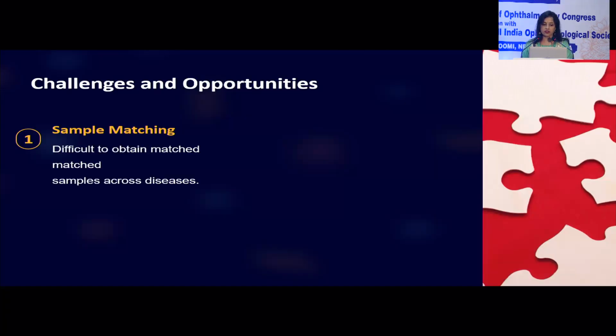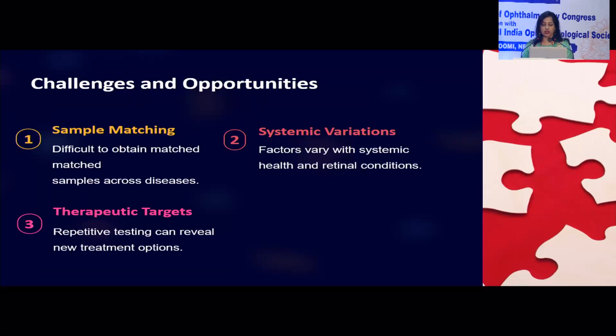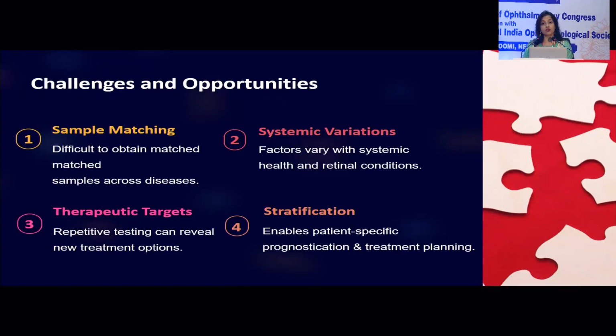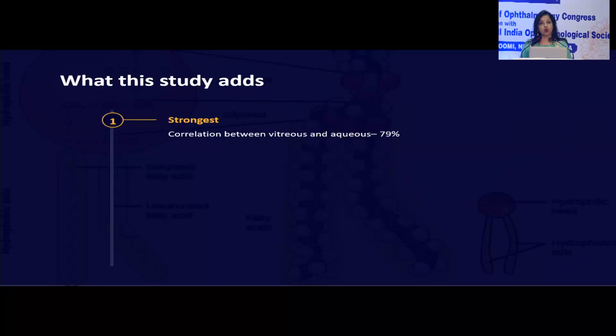Well, we did have certain challenges. It was difficult collecting 4 samples across different pathologies, and also there was a lot of systemic variability that can affect the outcomes of our study. However, the repeatability made it easier for us to be able to predict therapeutic targets and also enable patient-specific prognostication. So this is the first study where we were able to compare 4 samples, and we hope also that this is the first step to finding novel, customized, targeted treatment for our patients.